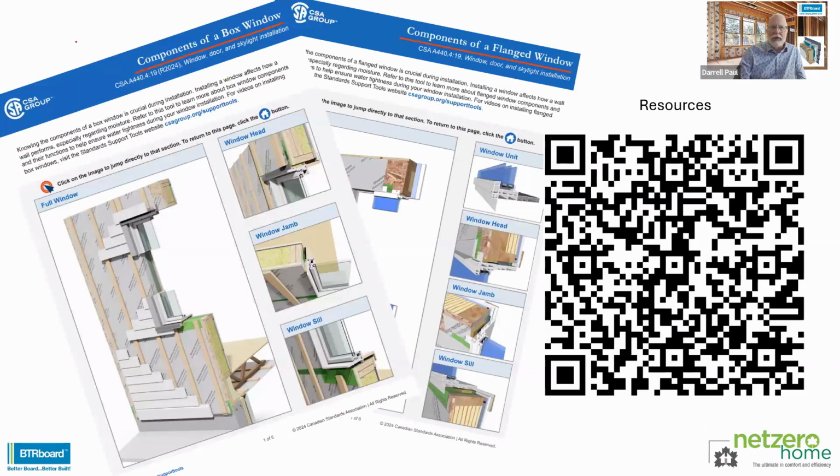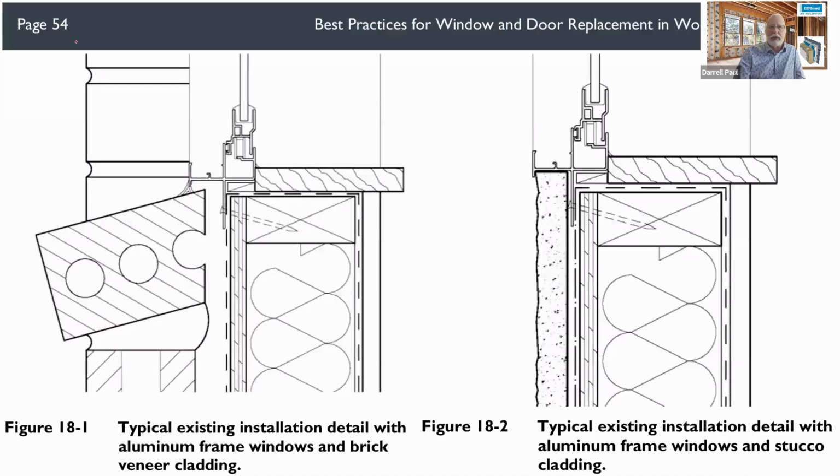I also helped work on this document here, the CSA installation document. CSA A440.4 is the window install document. CSA has put a very simple, straightforward installation resource for flange windows and a whole other section for non-flanged or box windows on their website. So you can just look that up. You can hand that web link to your framers and they can install it, and you'll be able to put those things into practice by simply sharing it.